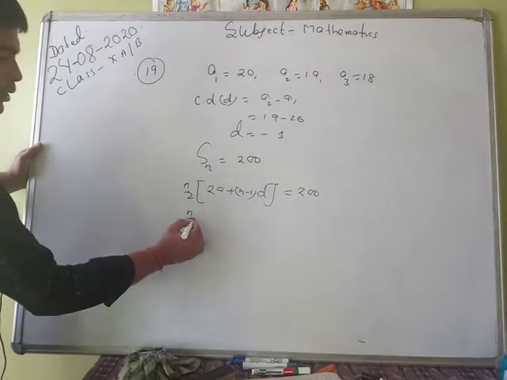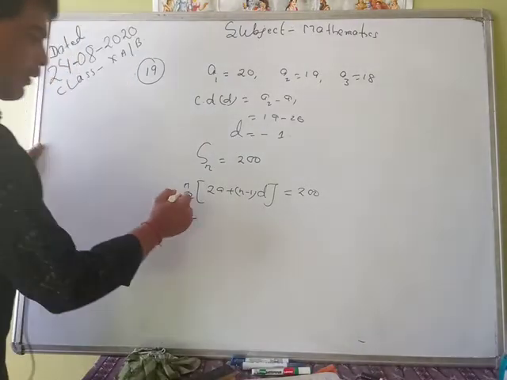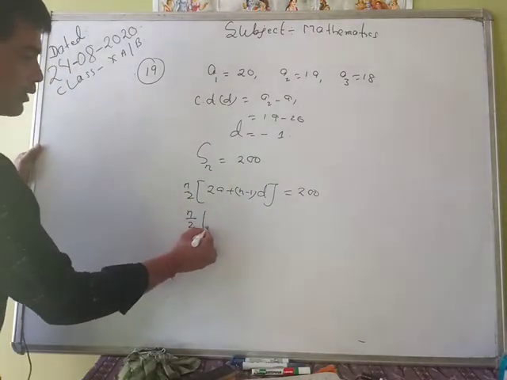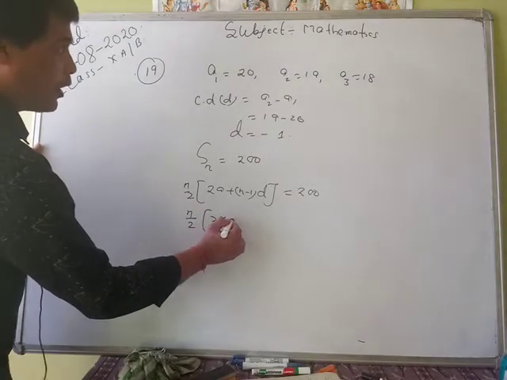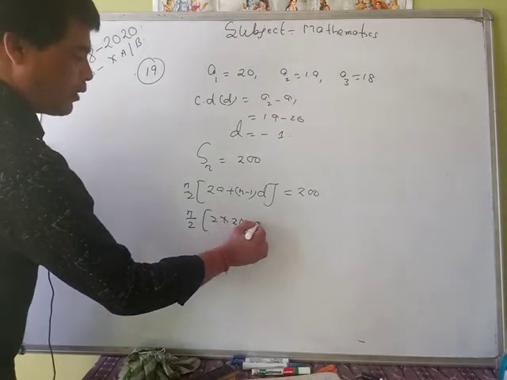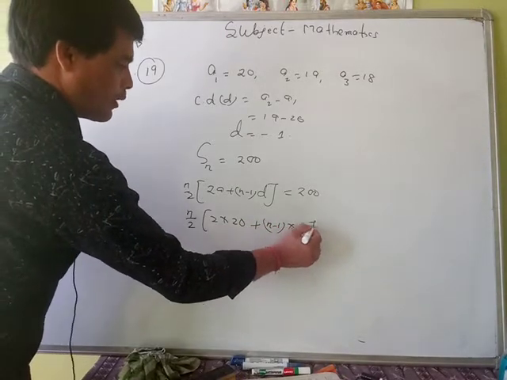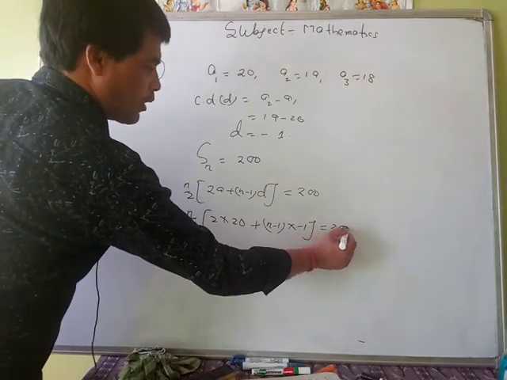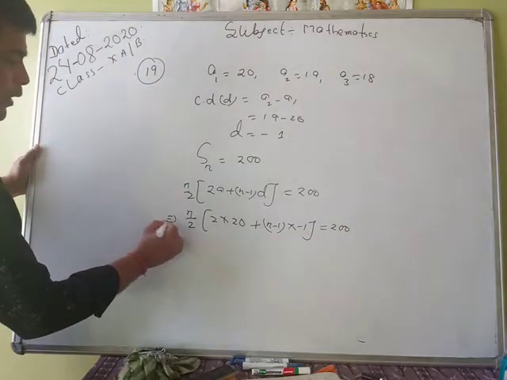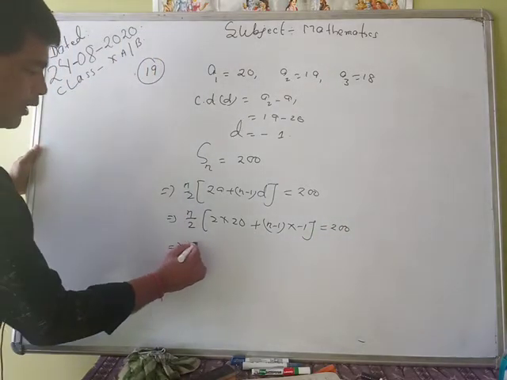अब n को value देखते ना, how many rows are there? We have to find out the n. N by 2, bracket start 2 into how much? First term is 20 plus, and is not given n minus 1. Their difference is minus 1 is equal to how much? 200.